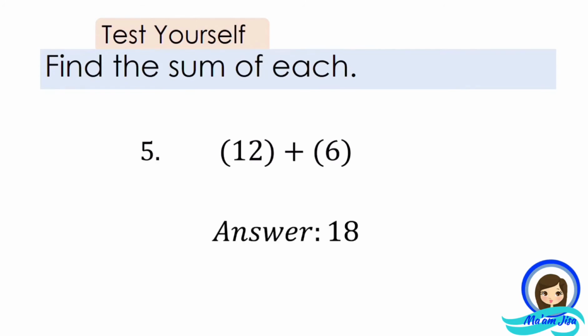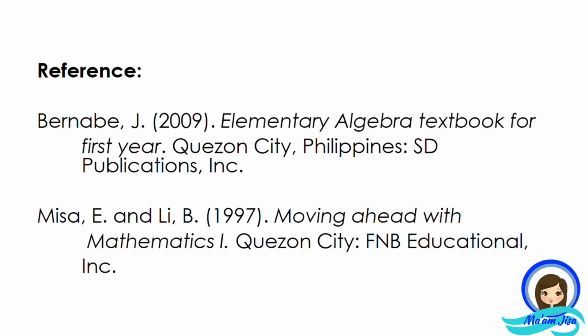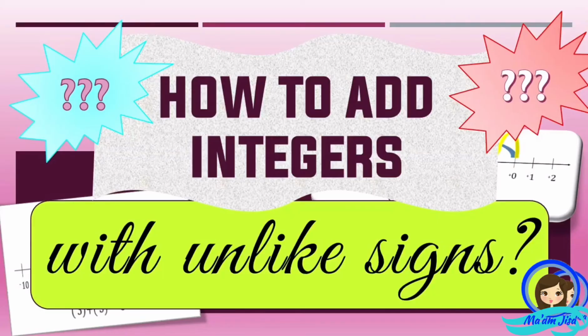Number 5. Answer: 18. In the next lesson, we will be talking about addition of integers with unlike signs.